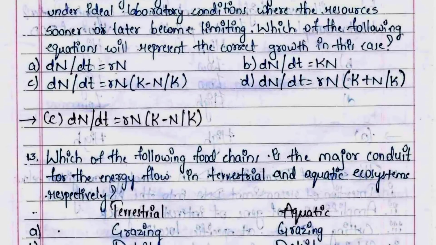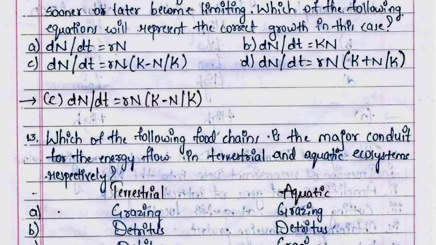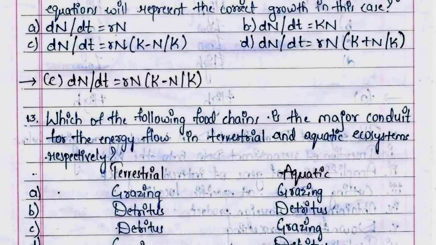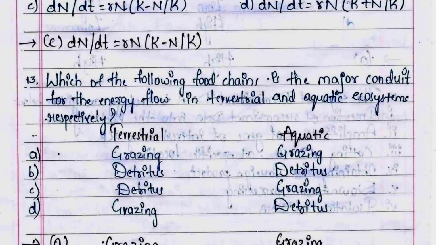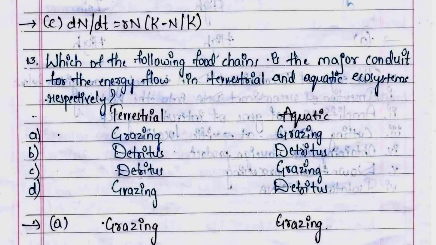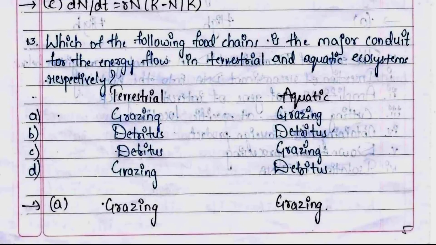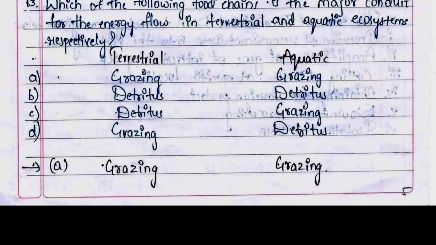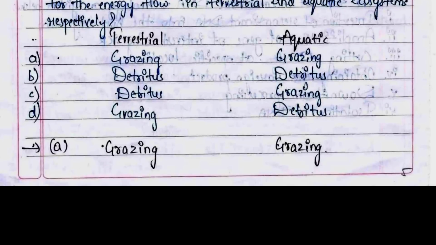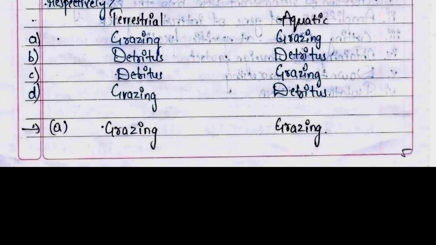13th, which of the following food chains is the major conduit for the energy flow in the terrestrial and aquatic ecosystem respectively? Terrestrial, aquatic. A, grazing. B, detritus. C, detritus, grazing. D, grazing, detritus, and the answer is A, grazing.